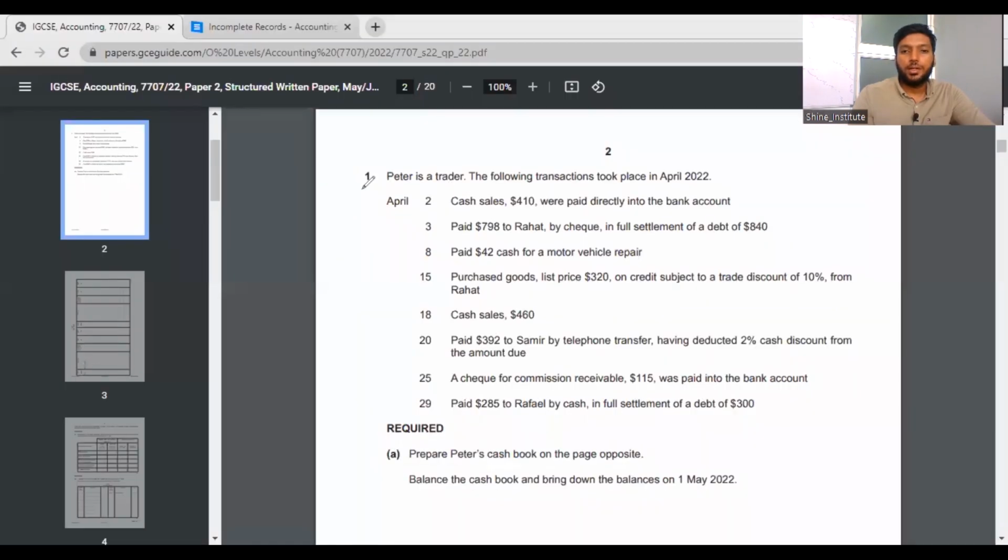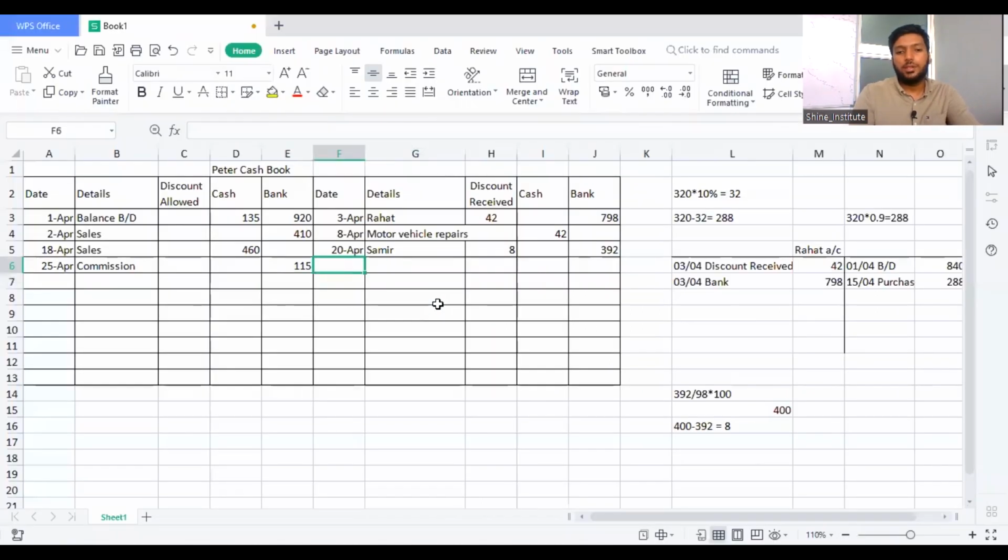So we have the last part of the transaction, which is going to be 29th. It says that paid 285 to Raphael by cash in full settlement of a debt of $300. Now this is not related to Rahat. But we are making a payment of 285 for the entire amount of 300. So we are getting a discount of 15. So we're going to move on to the sum and show how it works. So write here Raphael. And I think this is happening on 29th of April.